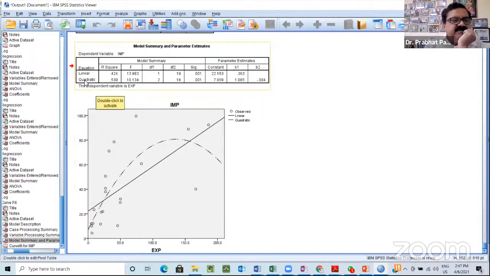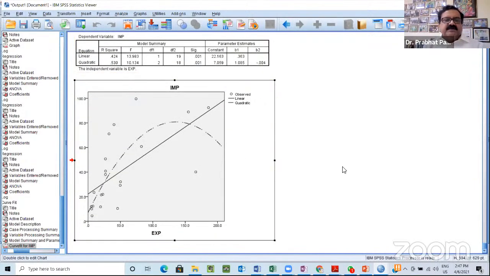You can see here, first is linear, second is quadratic. R square is 0.53, F significance 0.001, and the parameters: the constant is 7.059, the same parameter we got for beta 0, this is beta 1, 1.085, and this is the second beta, for the square, minus 0.004. So you get the same equation over here, and additionally you get this graph.